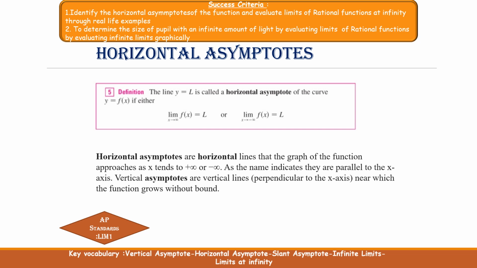Now, if we write the limit as x approaches infinity of f of x equals a number, this is the way to represent the horizontal asymptote. Similarly, we can also write the limit as x approaches negative infinity of f of x equals L. This means that we are talking about the left hand side limit.